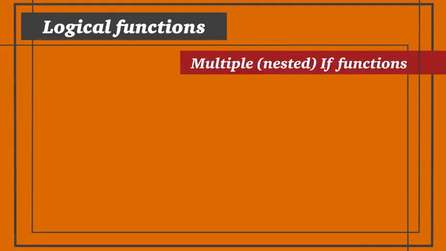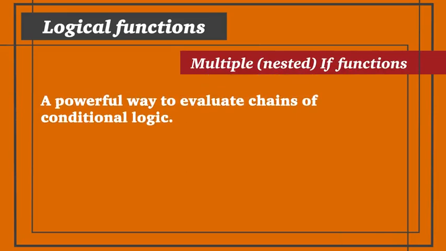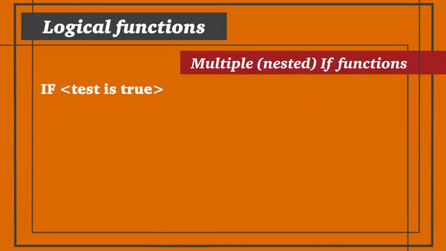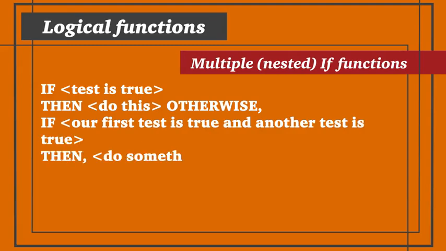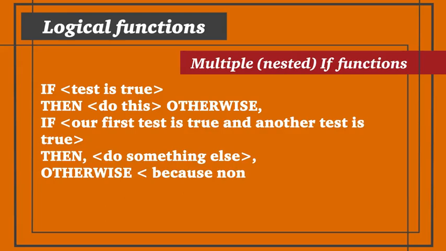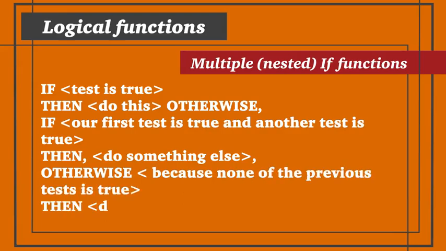Lastly, combining or nesting multiple if functions can be a powerful way to evaluate chains of conditional logic. We can think of this as: if a given test is true, then do this. Otherwise, if our first test is true and another test is true, then do something else. Otherwise, because none of the previous tests is true, then do this other thing. Nested if functions can incorporate additional formulas as parameters. We'll unlock some of the powerful uses for nested if functions as we work through the problems in this module.